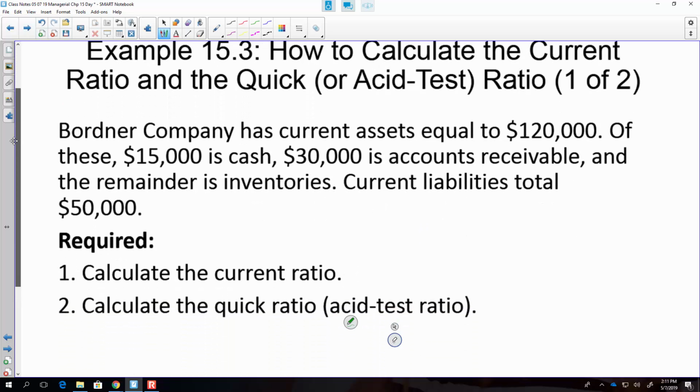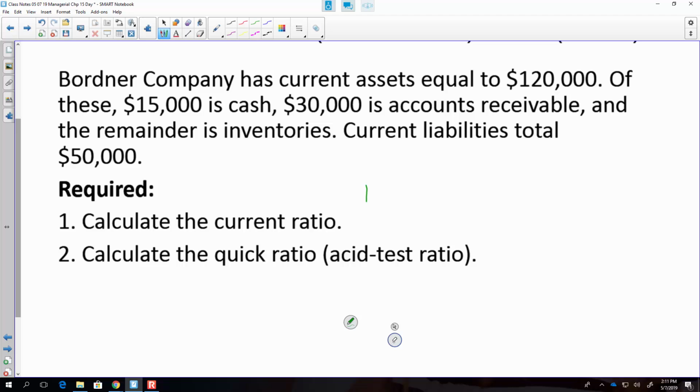Here's example 3. The company has current assets of 120. Of these, 15 is cash, 30 is receivables, and the remainder is inventory. Current liabilities is 50,000. So to do the current ratio, it's simply 120 over our current liabilities of 50. And what does that give us? 2 something, I think. 2.1. 2.4? Oh, I was way off.